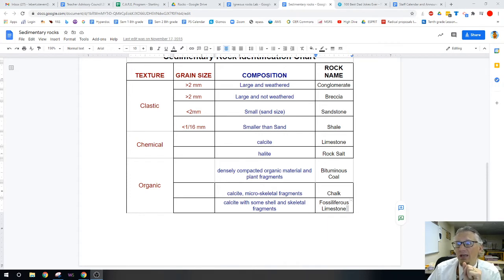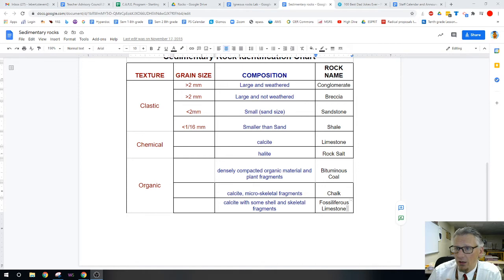Chemical, we are going to be identifying limestone, not rock salt, but I left it on there so that you understood that halite is a mineral and rock salt is a rock. Organic, we are going to take a look at bituminous coal, which is swampy stuff, and organic limestone, or fossiliferous limestone. We're not going to take a look at chalk, but I left it in there because some of you, whether in the weight room or as a gymnast, may use chalk as a part of your life.